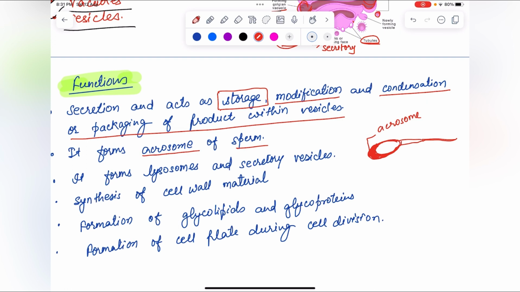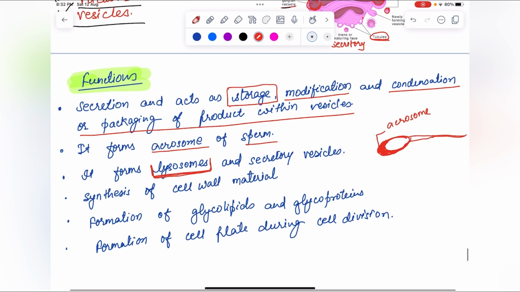Next point is it forms lysosomes and secretory vesicles. So it helps in the formation of lysosomes. Lysosome is another cell organelle which contains digestive enzymes, and it is also called the suicidal bag. At the time of cellular damage, these lysosomes burst and release enzymes and they digest the cell.